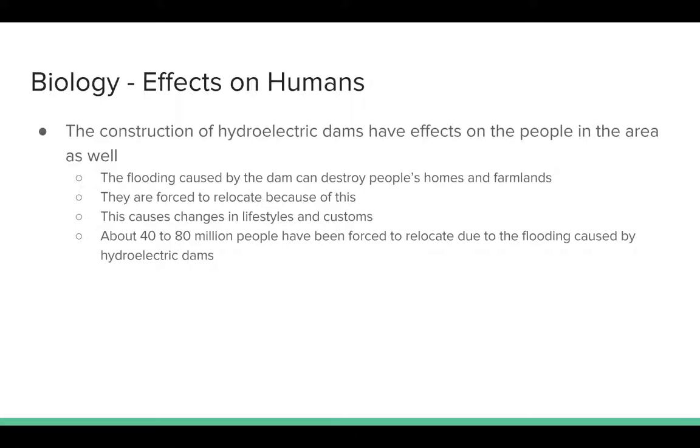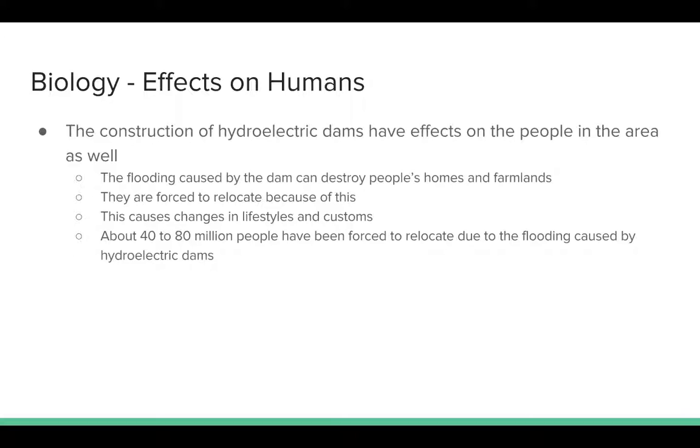Not only does the construction of hydroelectric dams have a negative effect on the environment in the area, it also affects the human population in the surrounding area. Flooding people's homes and farms. Depending on the size of the reservoir, there could be disastrous effects from the flooding. The floods can be big enough to cover people's homes and their farms.